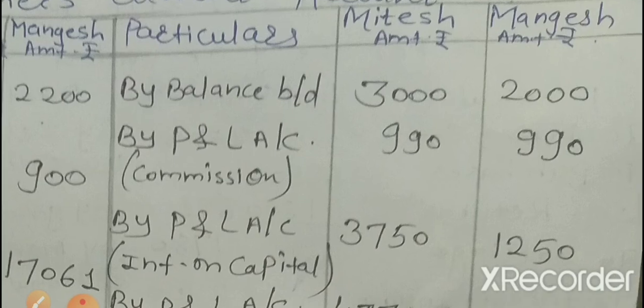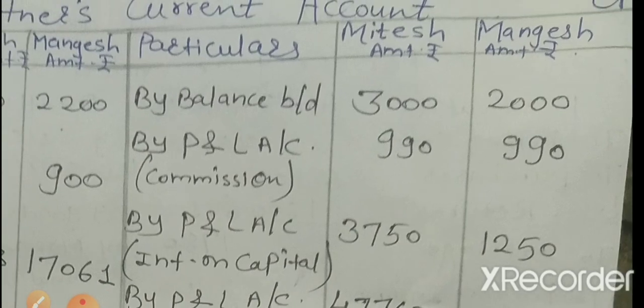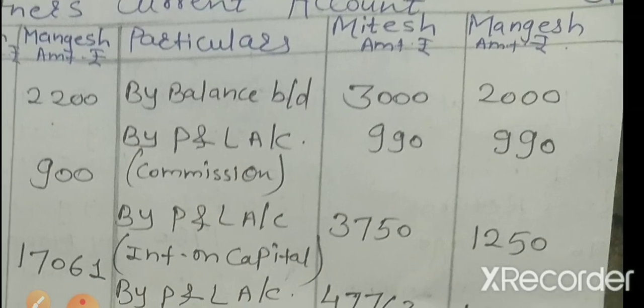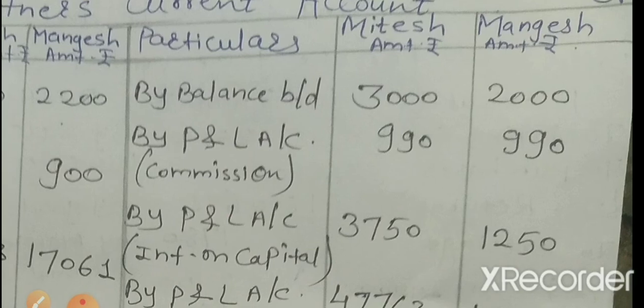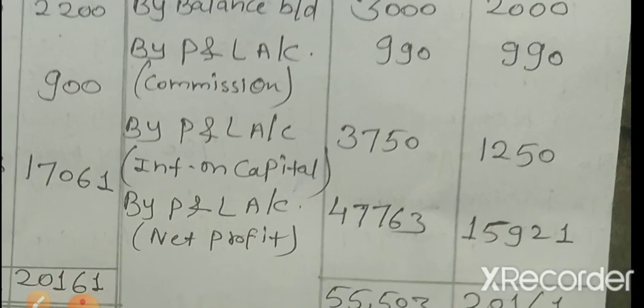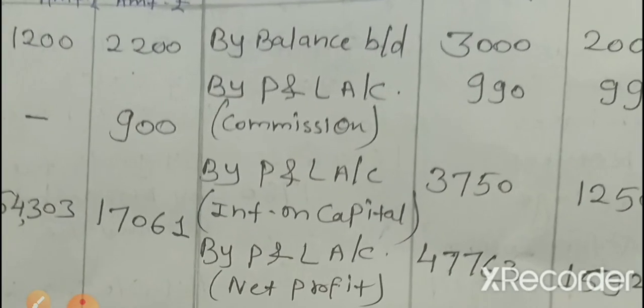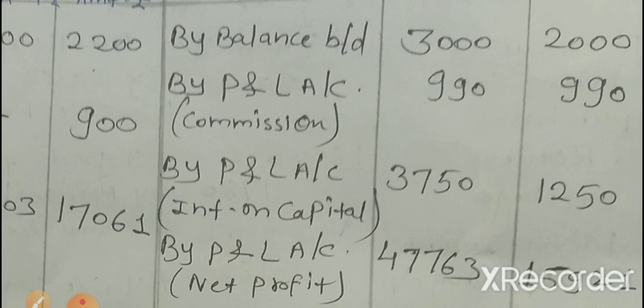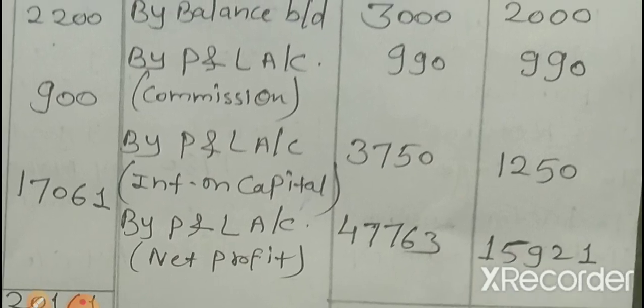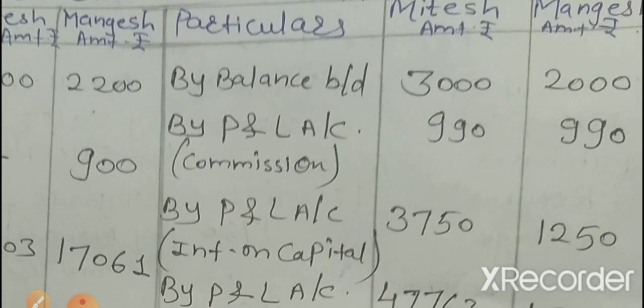Then in adjustment number second, commission to partners is there. So we wrote here by profit and loss account, in bracket commission 1% of gross profit, that is 992 each partner. Then second, interest on capital we provided. We wrote it on credit side of partner's current account. Why? Because it will increase their income. We are adding something to their current balance. That means we are crediting the amount now, 3750 and 1250.